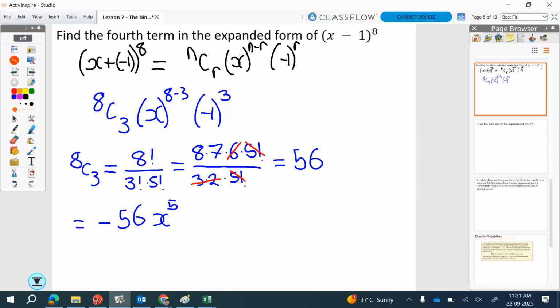Alright, do we have any questions before we go? Yes. How did you go from that to the first thing? Oh, because n is 8, n is the degree. So I'm using the formula here, 8 minus 3, and I've decided that the fourth term means that r equals 3, because r starts at 0: 0, 1, 2, 3. So for the fourth term, r equals 3.